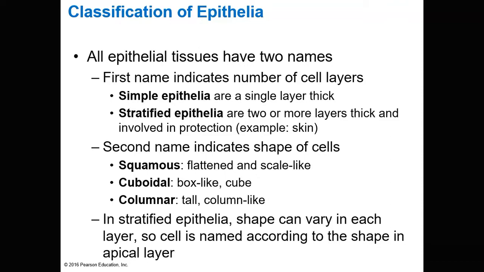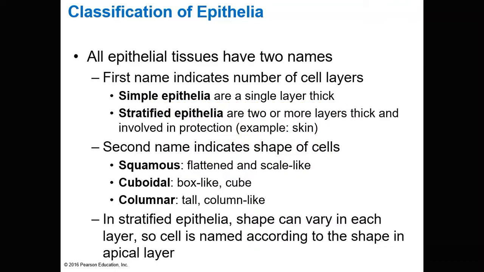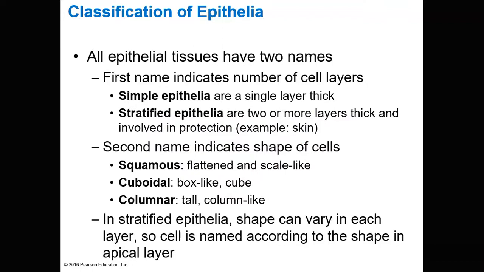Also of note, with stratified epithelium, remember stratified is going to be two or more layers. The shape can vary in each layer, so the cell name is according to the shape in the apical, the top layer. So with your stratified epithelium, the cell name is according to the shape in the top layer, not the middle layer or the bottom layer, because the shape can vary in each layer. So the top layer is where you name the shape.